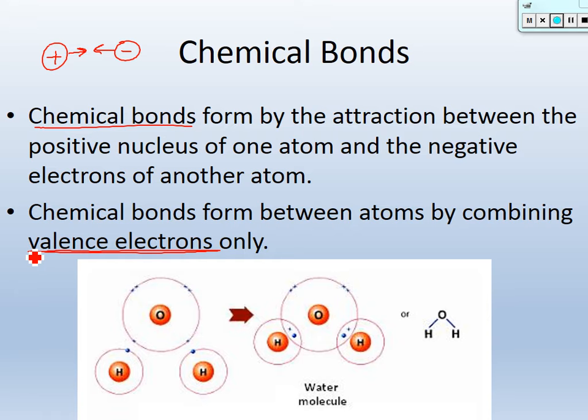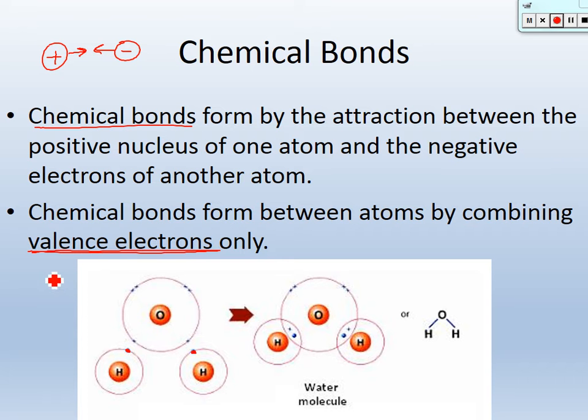Chemical bonds form between atoms by combining valence electrons only. It's only that outer shell of the electrons in the highest energy level. All these inside electrons, they don't determine bonding. So we just look at the valence electrons. How many valence electrons does hydrogen have, guys? One, so it's right here. You see a dot. Here's another hydrogen, so it's got one. How many does oxygen have? 6. So if you count here, 1, 2, 3, 4, 5, and 6.